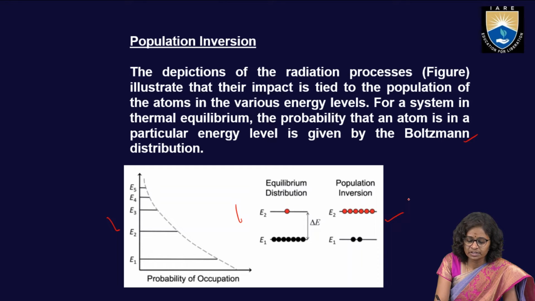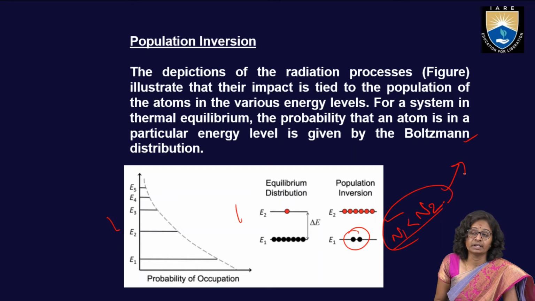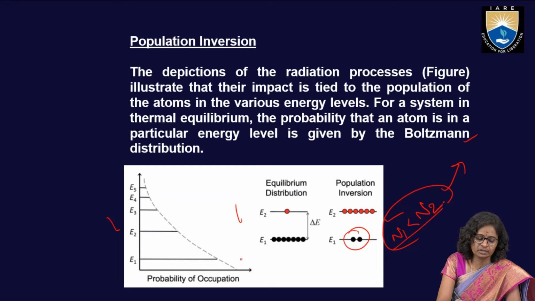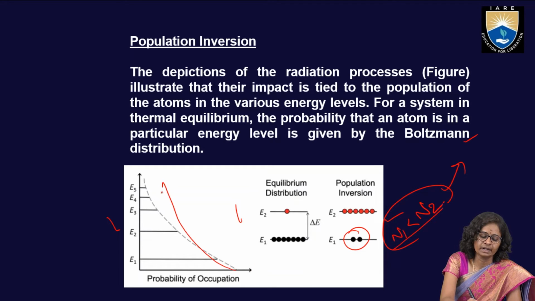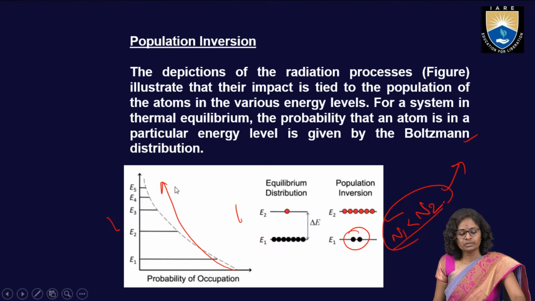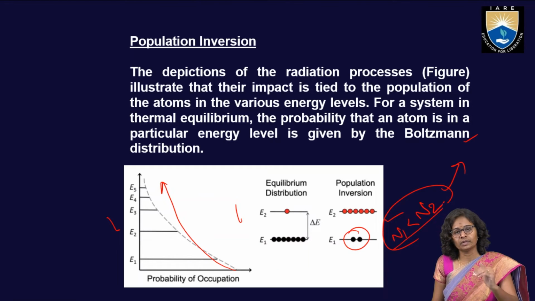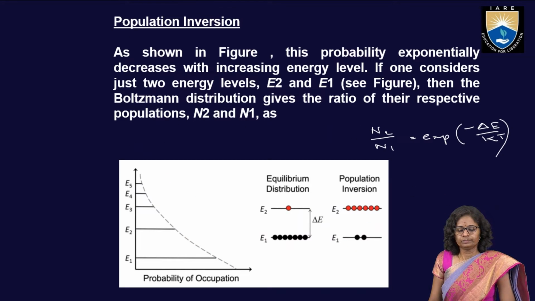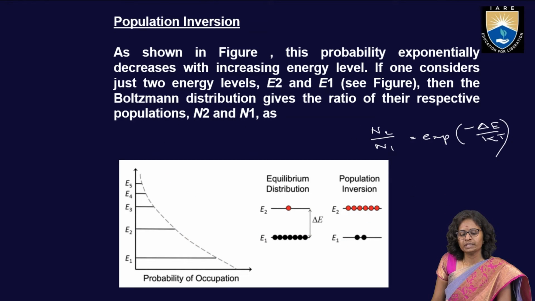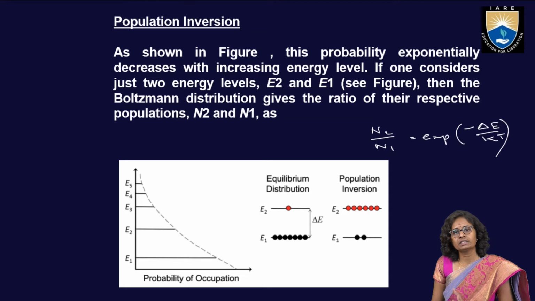Here you can see population inversion, which means the number of atoms in the ground state, that is n1, is less than the number of atoms in the excited state. Once we achieve this condition, we can get the lasing action. Here you can see the probability of occupation of the atoms at particular energy levels, which decreases exponentially with increasing energy levels.